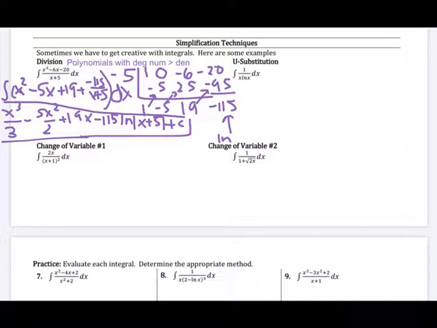The next method, so that method, division, comes into play when the degree of the numerator is greater than the degree of the denominator. This is a great first step in that particular situation. U-substitution is obviously a strategy that works pretty often. And just as a reminder, when you're using u-substitution, you're setting one function equal to u, and then you are taking the derivative of that.